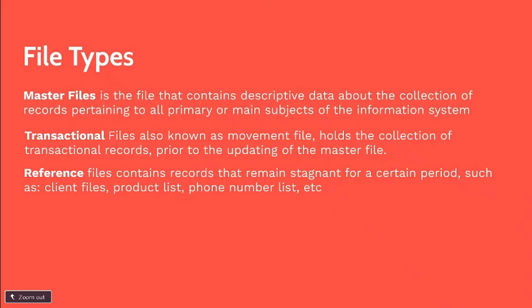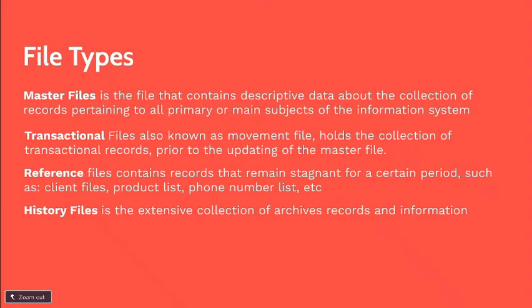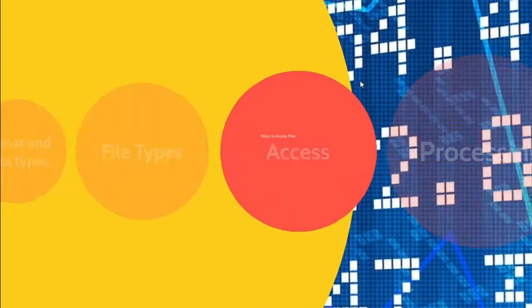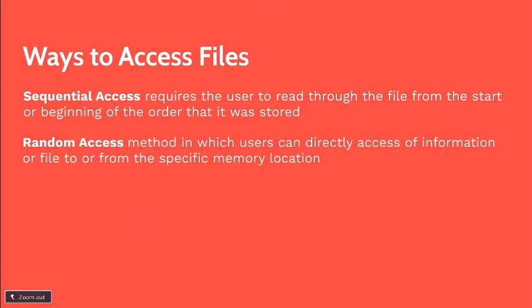The extensive collection of archives, records, and information is known as the historical files. To serve as a safety measure, when the original file is damaged, corrupt, or lost, there is a backup file, which is basically a copy of the other types of files. These files can be accessed in two ways: the sequential access that requires the user to read through the file from the beginning in the order that it was stored, and the random access method in which users can directly access the information or file from a specific memory location.